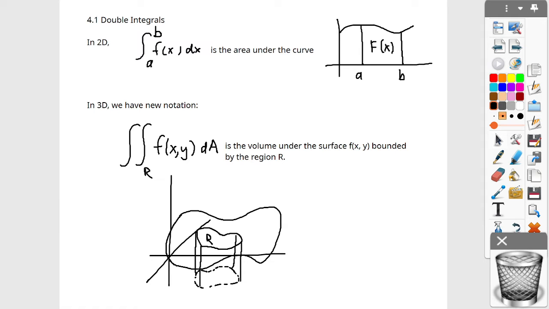Welcome to the second half of Calculus 3. Today we will be covering double integrals. Let's get straight to it. Double integrals.